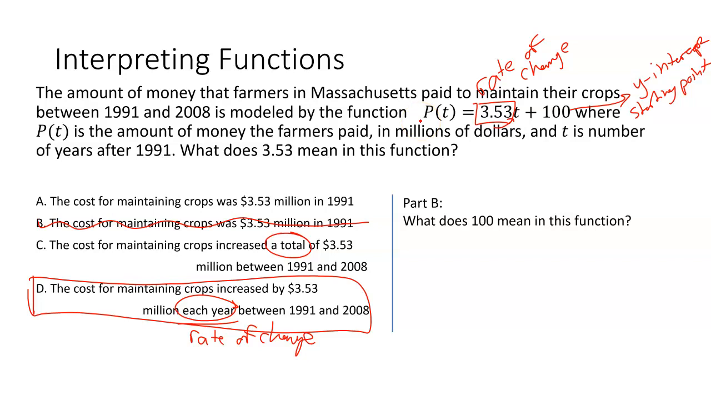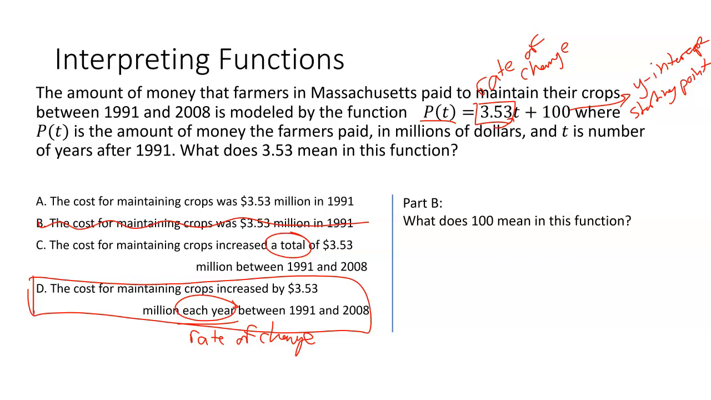Say it again. From where it starts. So where it starts, can we be a little bit more specific? Add in some specific context. What amount of money? When? Years after 1991. That's what P of t is. So we could solve for any year. But you're getting close.